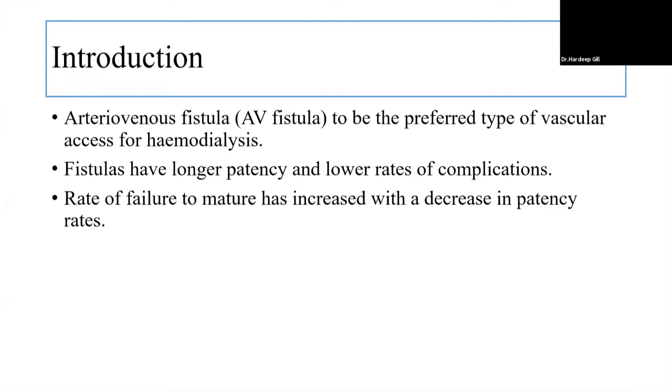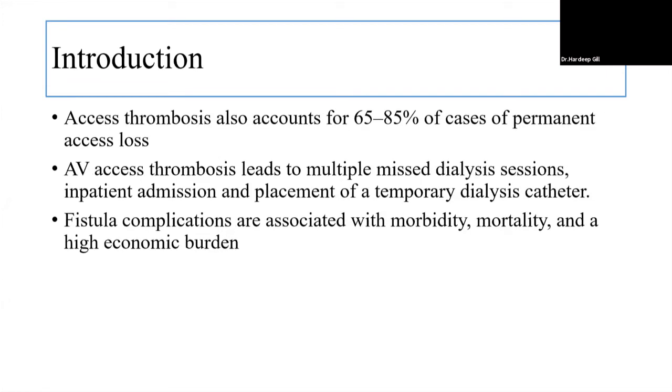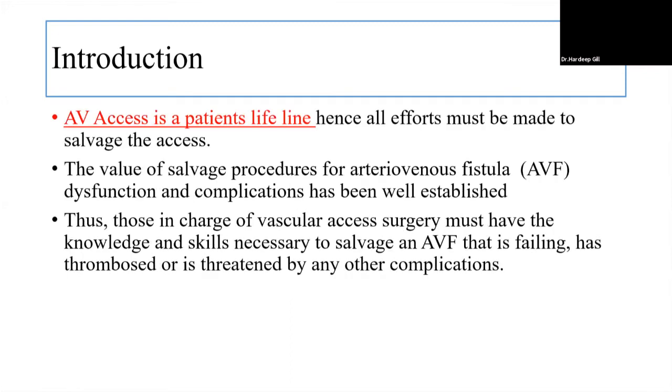And with the increasing proportion of patients on hemodialysis, the rate of failure to mature has increased with a decrease in patency rates. Access thrombosis accounts for 65 to 85% of cases of permanent access loss. And AV access thrombosis leads to multiple missed dialysis sessions, inpatient admissions, and placement of temporary dialysis catheters. Fistula complications are associated with morbidity, mortality, and a high economic burden.